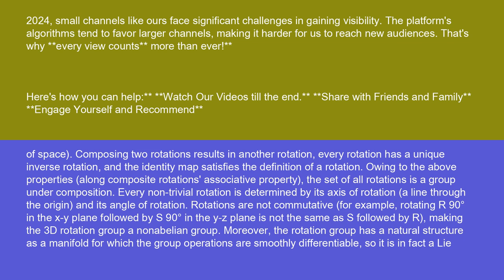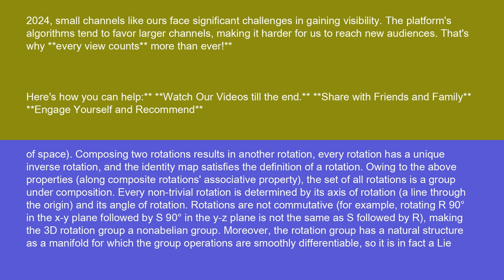Composing two rotations results in another rotation. Every rotation has a unique inverse rotation, and the identity map satisfies the definition of a rotation. Owing to the above properties, along with the associative property of composite rotations, the set of all rotations is a group under composition. Every non-trivial rotation is determined by its axis of rotation, a line through the origin, and its angle of rotation.